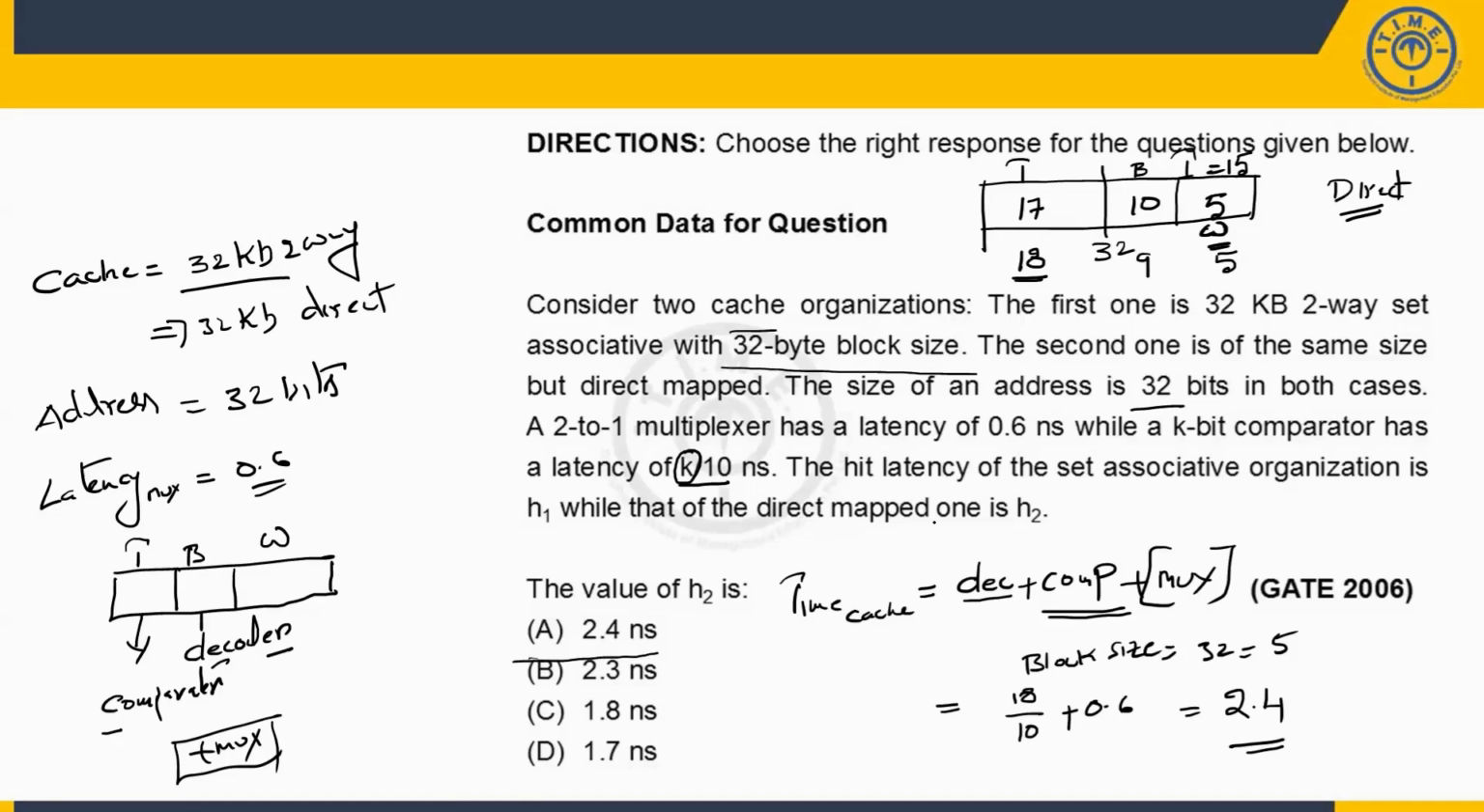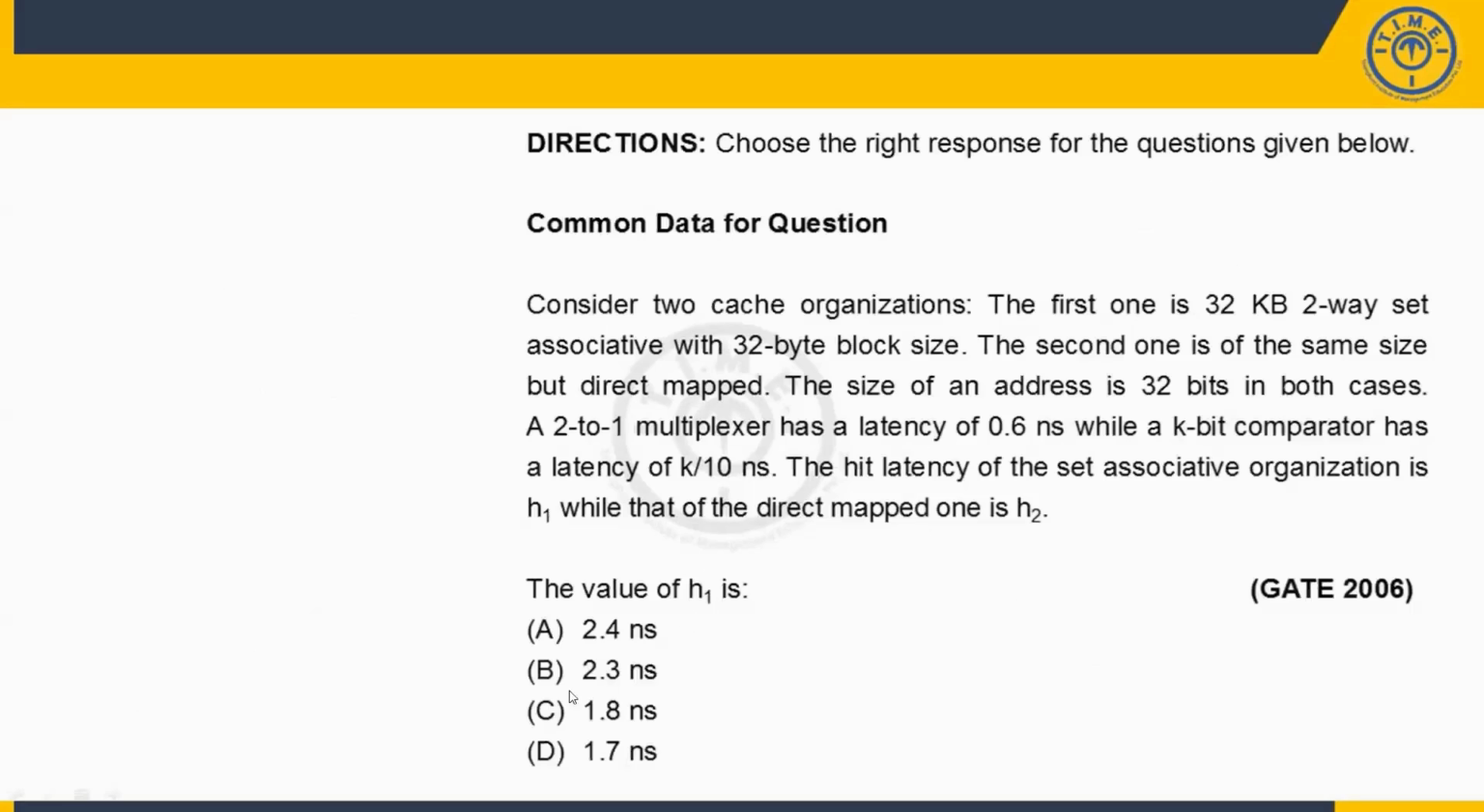The value of H1 is 2.4. H1 is the hit latency of the set associative mapped cache, and the direct mapped cache is H2. So H1 is equal to 18 divided by 10 plus 0.6, which translates to 2.4. 2.4 is the right answer.